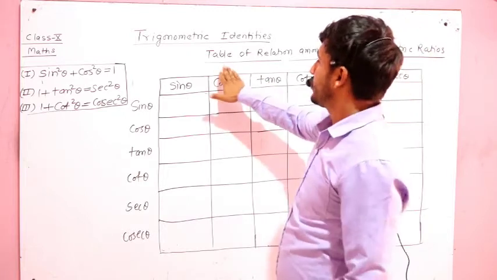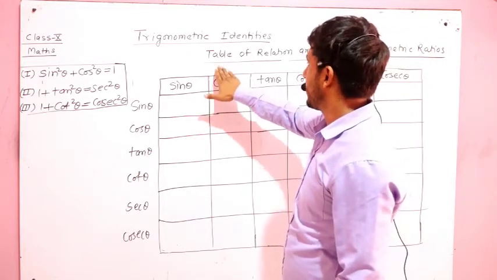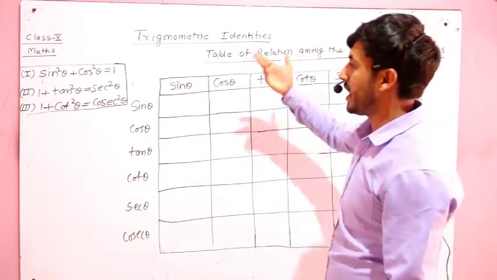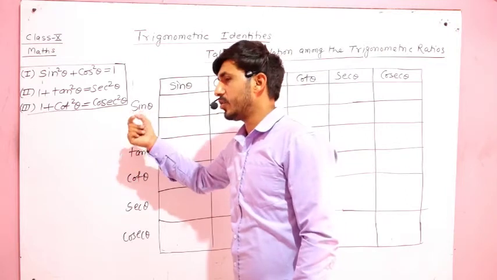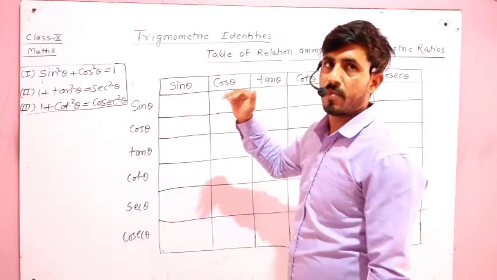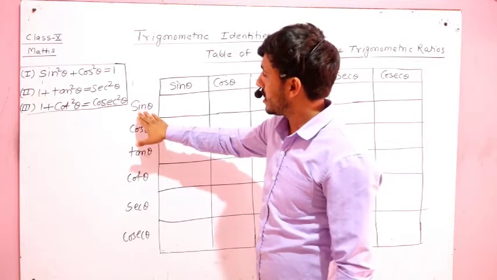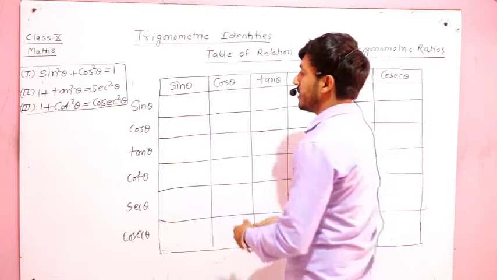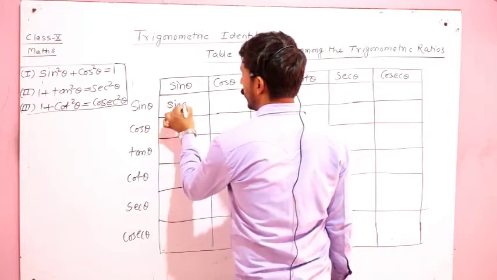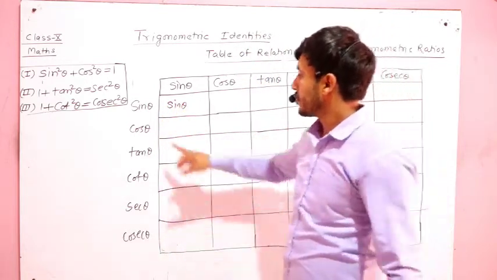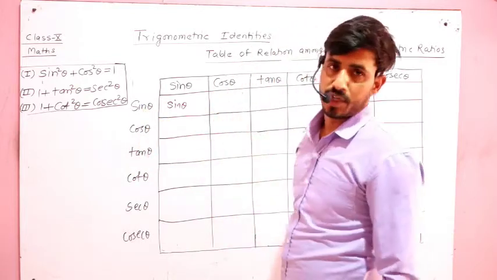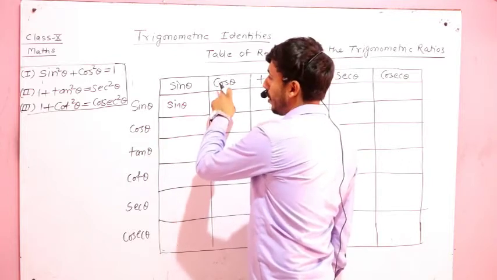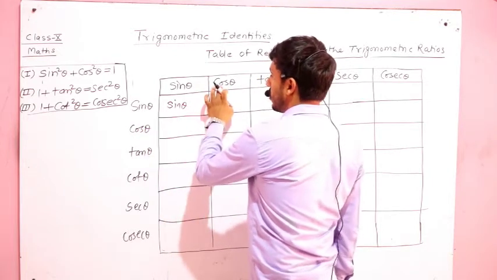You can see it is given as the table of relations among the trigonometric ratios, showing how we can find any trigonometric ratio in terms of other trigonometric ratios. Here we have to obtain sin theta in terms of sin theta, which is just sin theta because both are equal. Then sin theta in terms of cos theta: how can we obtain sin theta in terms of cos theta?